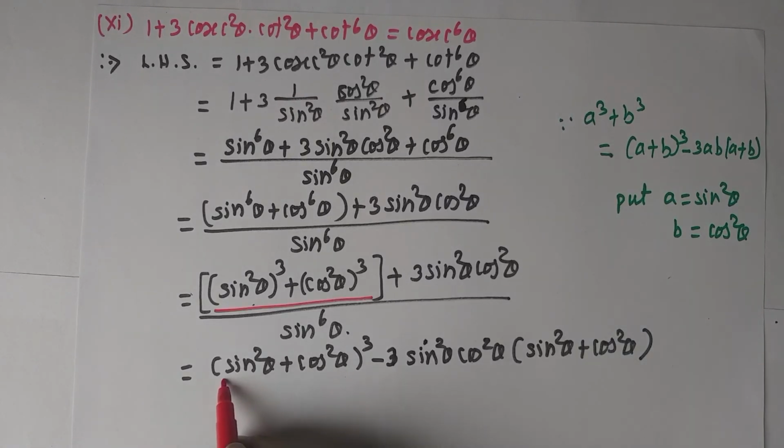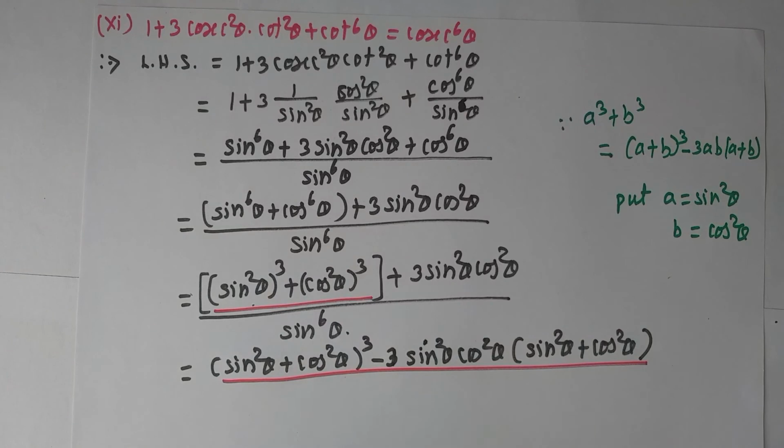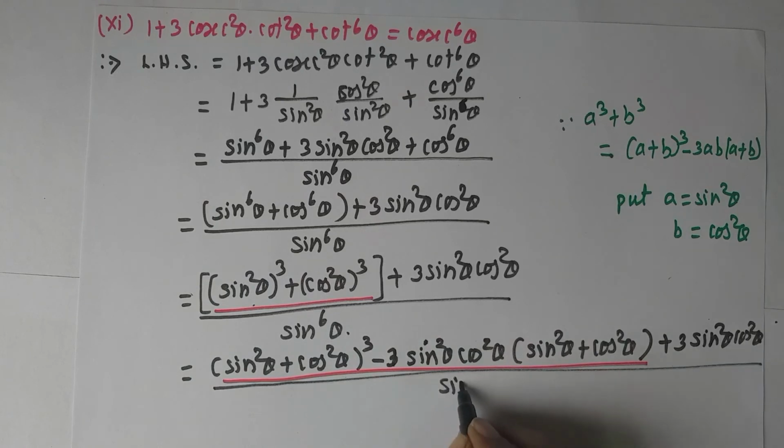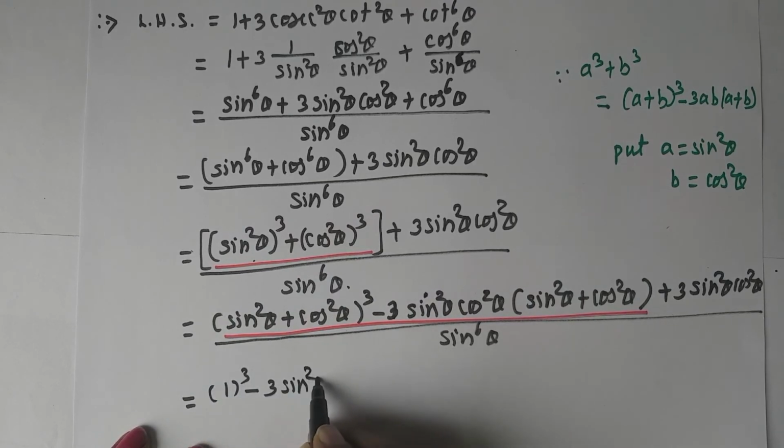Okay, this is the expansion of this bracket, I have transferred it like this. Now keep the remaining function as it is, 3 sine square theta cos square theta as it is. Okay, now divided by sine raised to 6 theta. Now using our first property, this sine square theta plus cos square theta is 1, means 1 cube minus 3 sine square theta cos square theta.